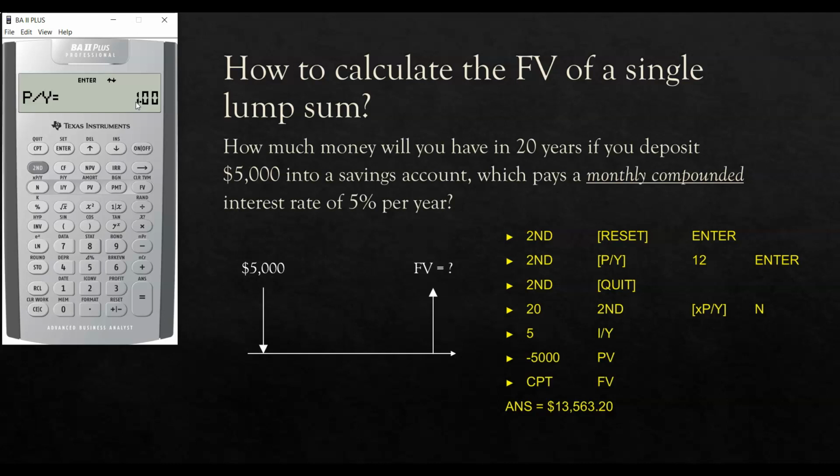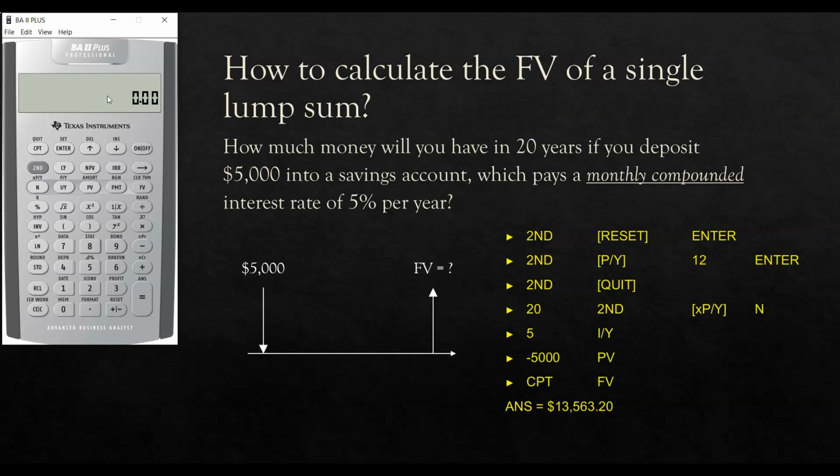But because we have monthly compounding, what I want to do is enter 12 for that, and then enter that, right? This is how you set the compounding frequency to be 12. All right. And then, because I'm setting this up, I want to quit to go back to my calculation. What I can do is second, and on top here, you have quit, right? So now I'm back to my regular calculation, but I have already set the compounding frequency to be 12.